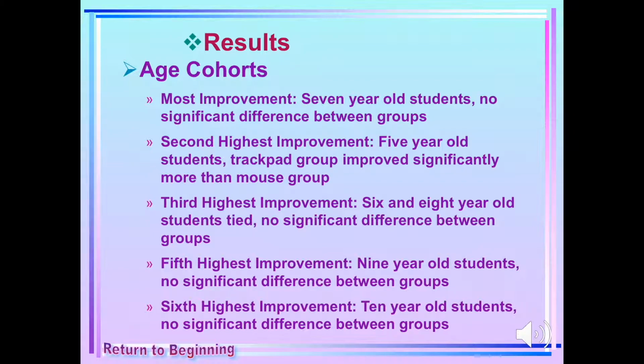The most improvement was in 7-year-old students. The second highest was 5-year-old students, and this was the only cohort where there was more improvement in one device than in the other. In this case, the trackpad group improved statistically more than the mouse group. The third highest improvement was a tie between 6 and 8-year-olds. The fifth highest improvement was 9-year-olds. And the sixth highest improvement was 10-year-olds.